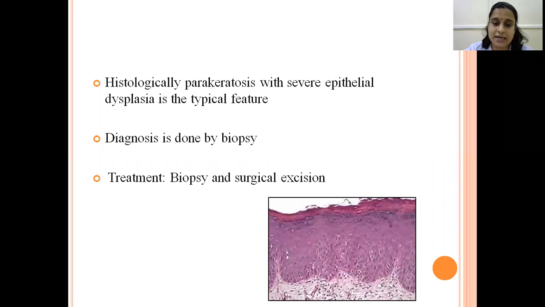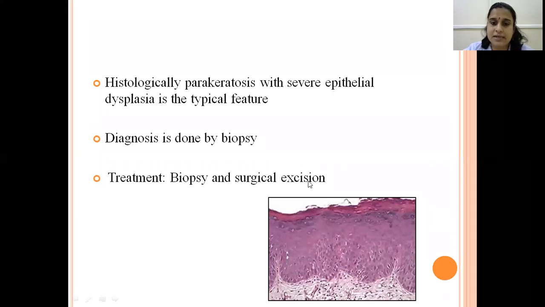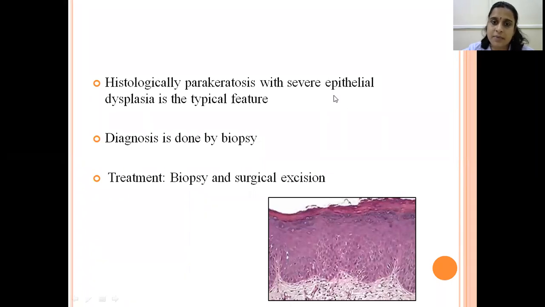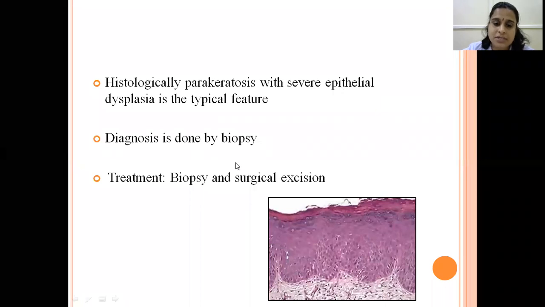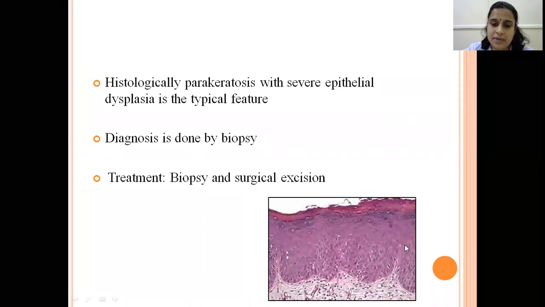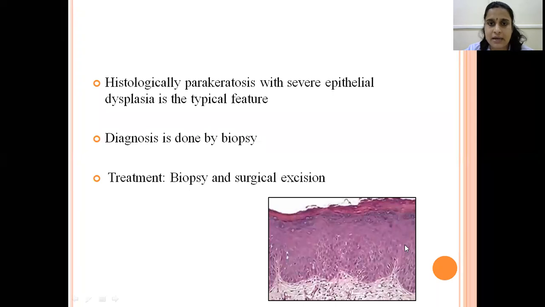Severe epithelial dysplasia is the important factor. See, this is why it is more likely to turn malignant. Epithelial dysplasia is very important. For erythroplakia, you have to mention epithelial dysplasia. Then diagnosis is again done by a biopsy. And the treatment is to take a biopsy and surgically excise the lesion.